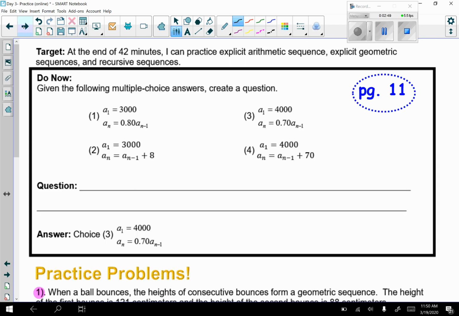So in your packet, we're on page 11. And our goal is at the end of 42 minutes, I can practice explicit arithmetic sequences, explicit geometric sequences, and recursive sequences. Your do now says, given the following multiple choice answers, create a question. And we want answer choice 3. So take a minute, pause the video, give it a try on your own.